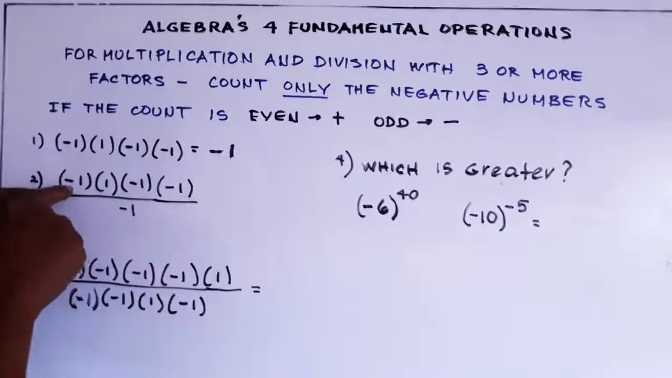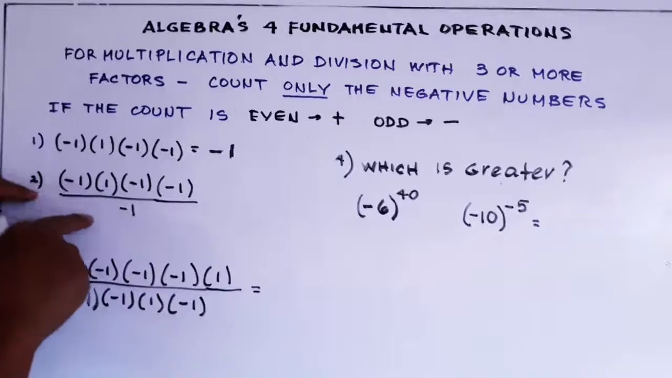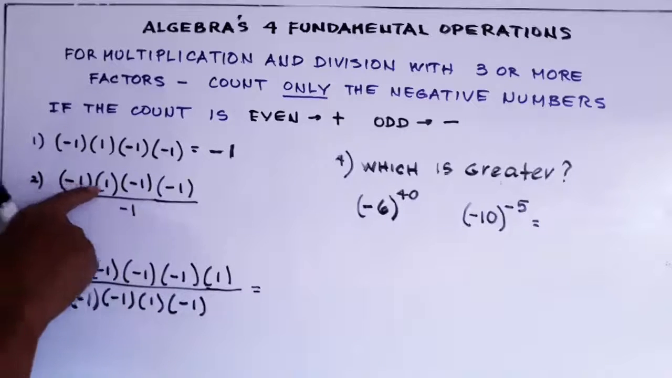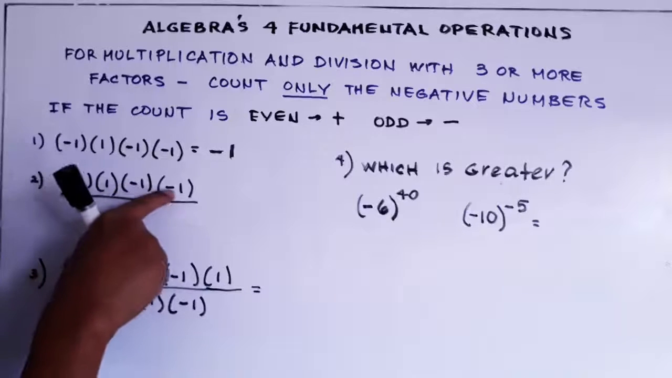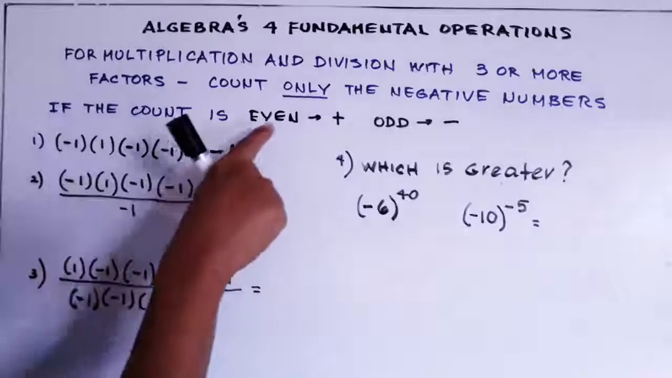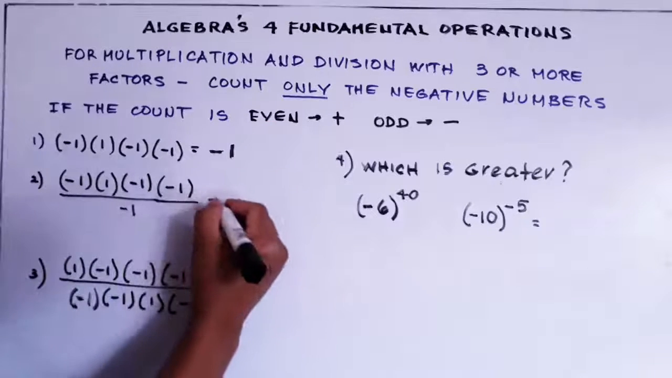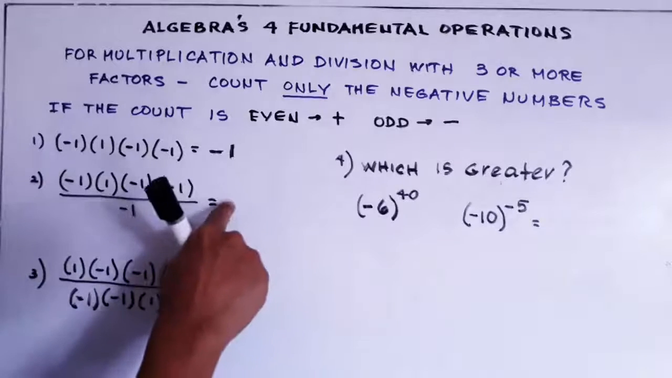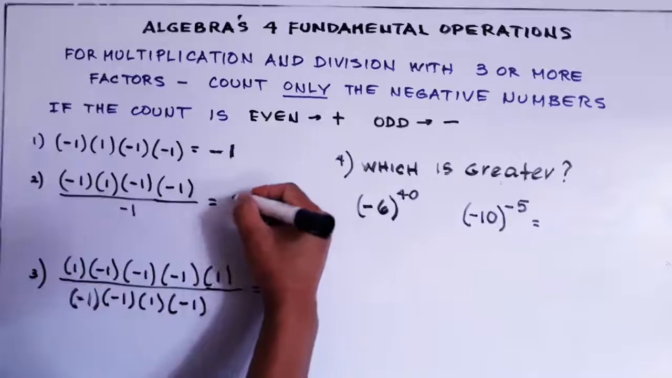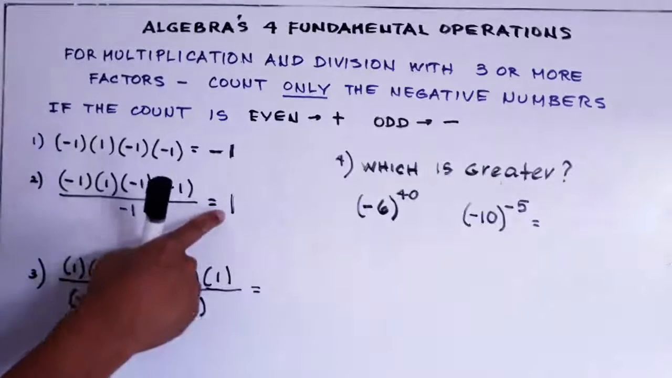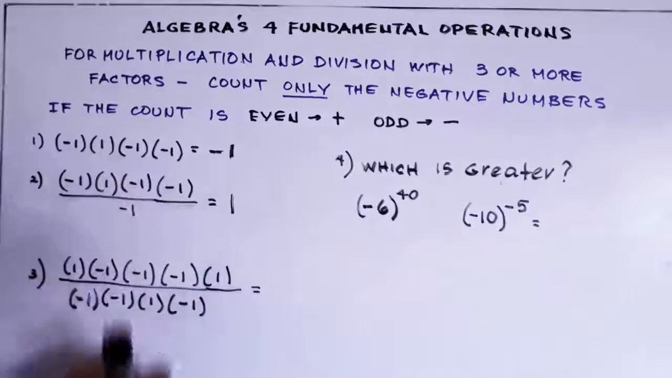Okay, number 2. Just count only the negatives. Don't count the positives. 1, 2, 3, 4. And 4 is an even number. What will be the sign of our answer? Positive. So we have positive there. 1 times 1 times 1 divided by 1 is 1. I will not write anymore the cross for positive.